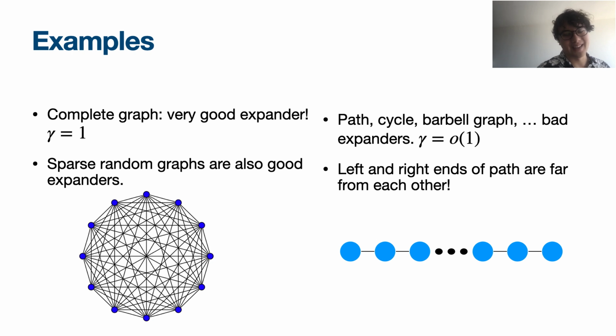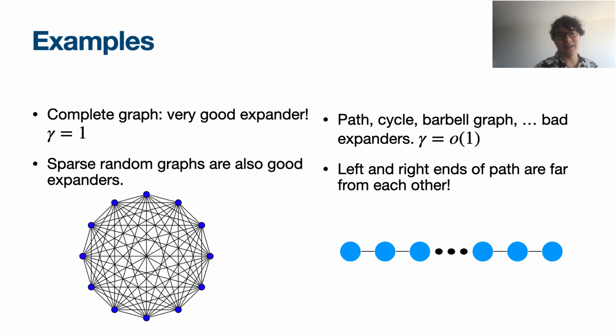In one step, you almost completely forget where you started, because you'll be uniformly at random among all the other vertices. If you make the walk lazy, you could even make it so that it mixes completely in one step. Sparse random graphs are also very good expanders, like Erdős–Rényi graphs with sufficient density, and random d-regular graphs.